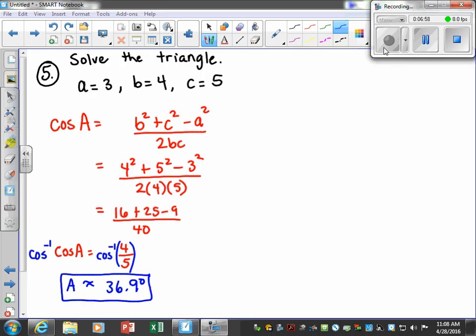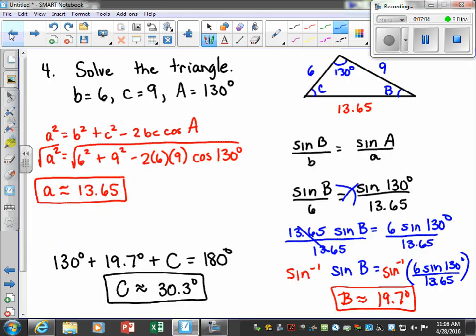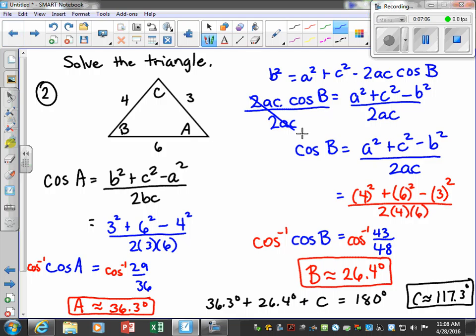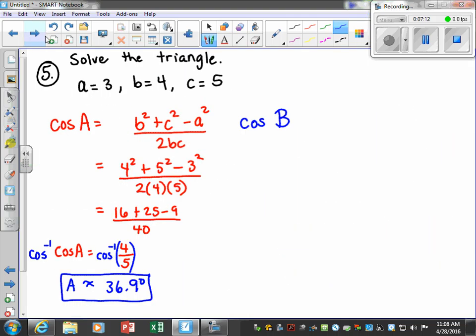Okay, next one I'm going to choose to solve for is going to be cosine of B, and we've previously solved for that. I'll even toggle back to where we did that right here, cosine of B. So if you'll allow me, I'm going to pull this over there, and we'll just start from that position. So cosine of B was equal to a squared plus c squared minus b squared over 2 times a times c.